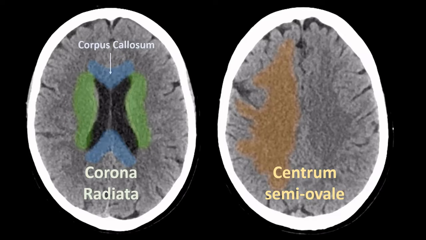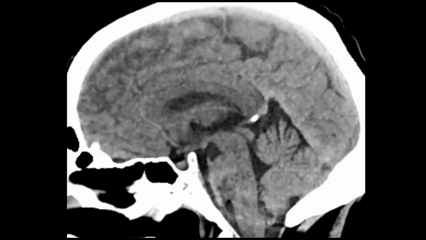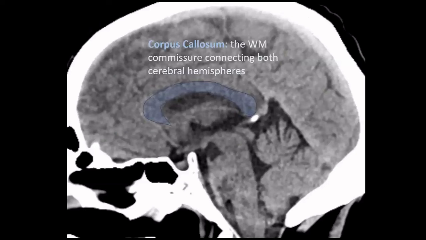The corpus callosum is the white matter tract connecting both cerebral hemispheres and is basically better seen on sagittal images. On this mid-sagittal image of the brain, we see the corpus callosum over here. It is very thick and is basically the thickest white matter tract, basically a white matter commissure connecting both cerebral hemispheres. It consists of a genu, a truncus, and a splenium, and this small triangular shape over here is called the rostrum.